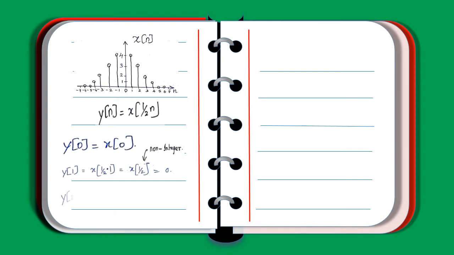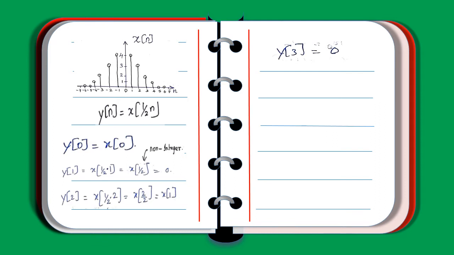When n equal to 2, y of 2 is equal to x of 1 by 2 into 2, equal to x of 2 by 2, equal to x of 1. The x of 1 value is 4. That makes y of 2 equal to 4. When n is equal to 3, y of 3 equal to x of 3 by 2, which is again a non-integer index. We equate y of 3 to 0.